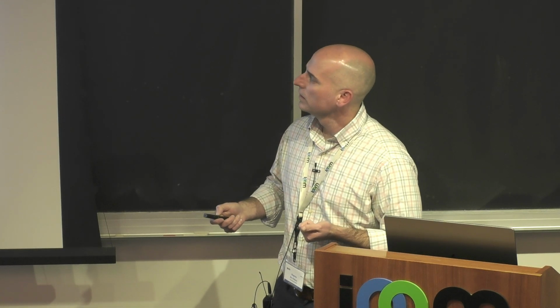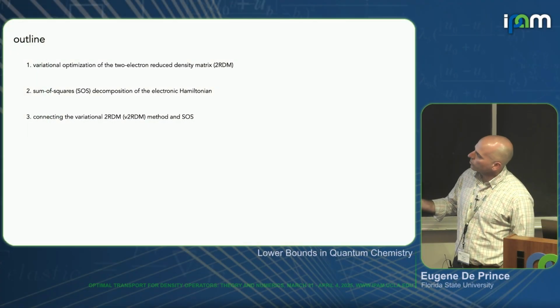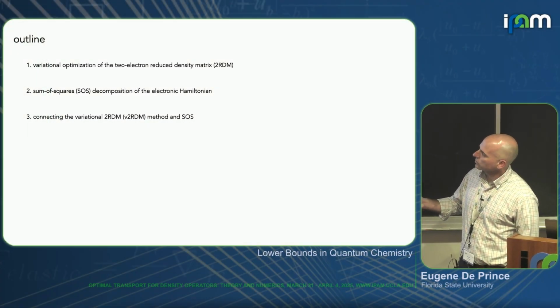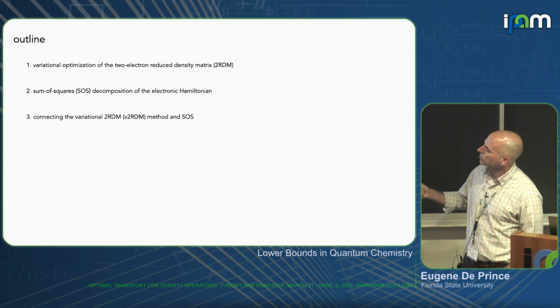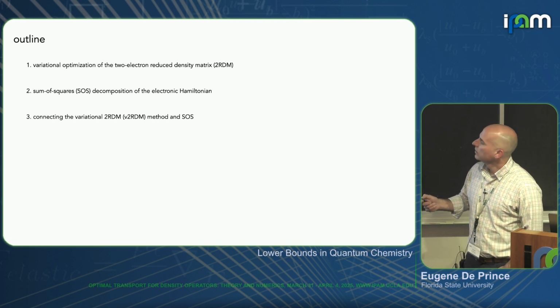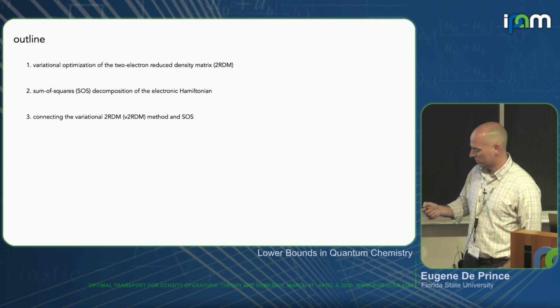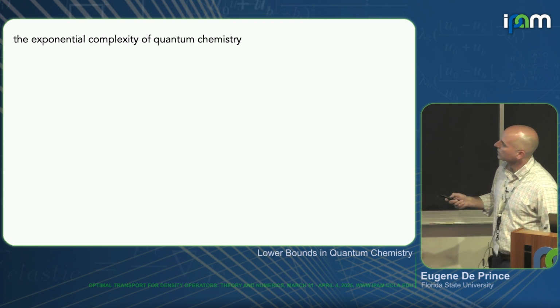a talk tomorrow. Okay, so as an outline, like I just said, I'm going to talk first about a problem in quantum chemistry, the variational optimization of the two-electron reduced density matrix, or the 2-RDM. And then I'll connect that to the sum of squares decomposition of the electronic Hamiltonian. And then I'll try to connect the two. And if there's time, I'm going to talk a little bit about ensemble versus pure state N-representability. But I don't know if you guys will be too tired or if we'll be out of time.